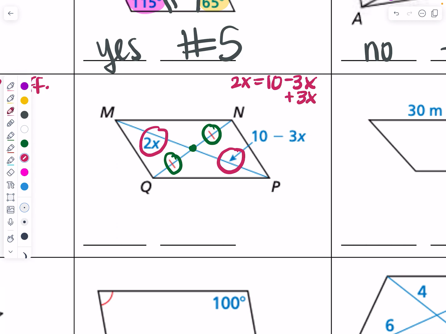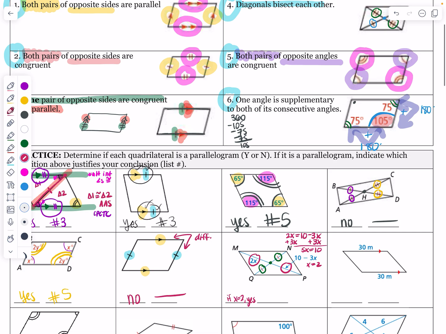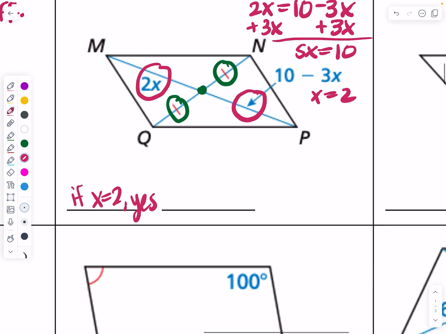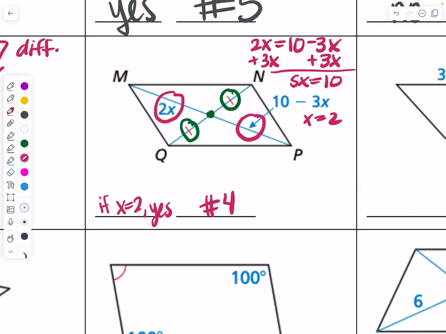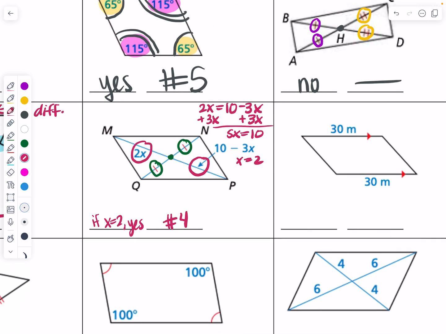So let's find the value that would make this a yes. We add 3x to both sides and get 5x equals 10. So we're going to say yes if x equals 2. That would be the diagonals bisect, which is condition 4. It would be no if not. If x was anything else, like 3 or 2.5, it would be a no, but it would be a yes if x is equal to 2.